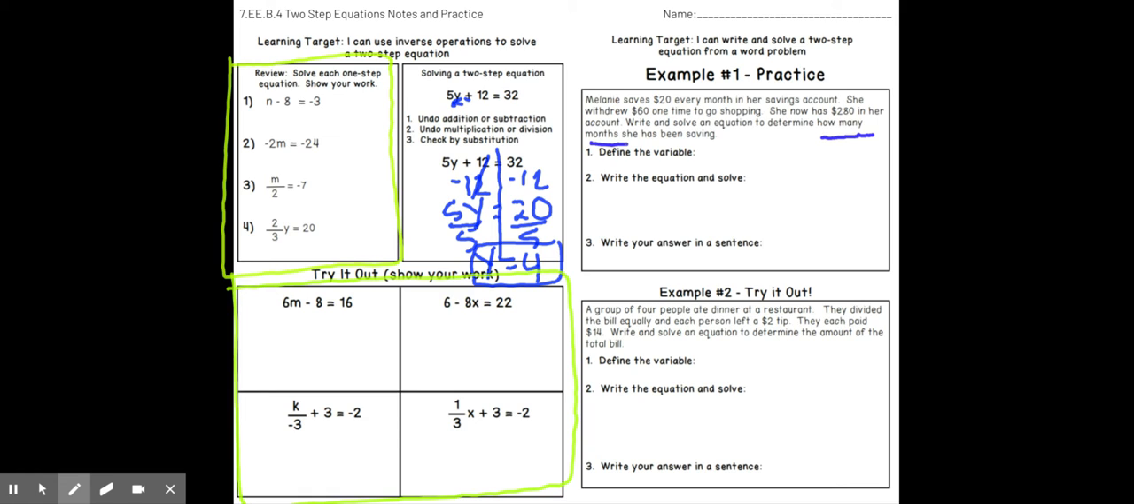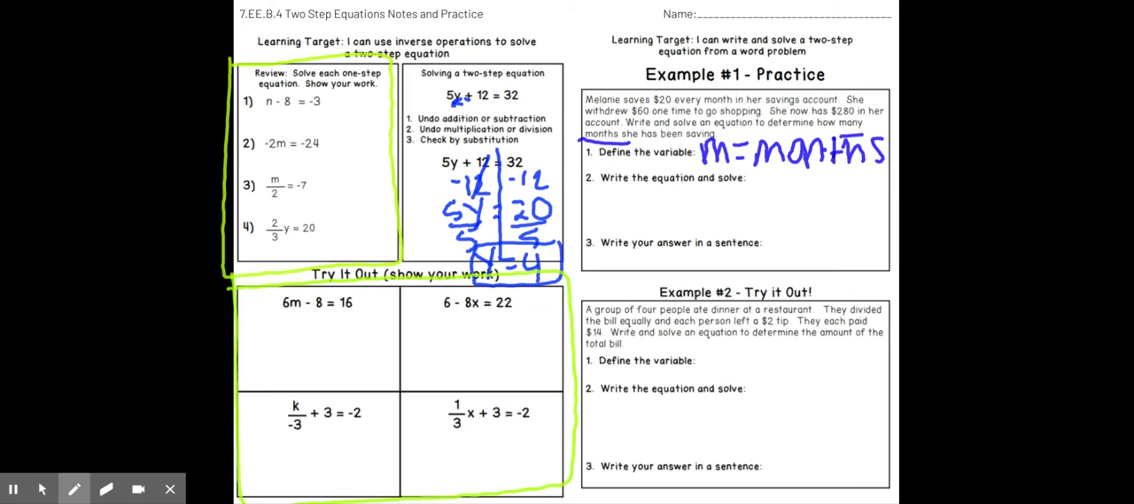My variable, I'm going to use the variable M, and I'm going to define it as, my pen does not want to work today. Let's fix this. I know that I want to know how many months she's been saving. So like I said, I'm going to use M, and let's see if this works a little bit better, is months.